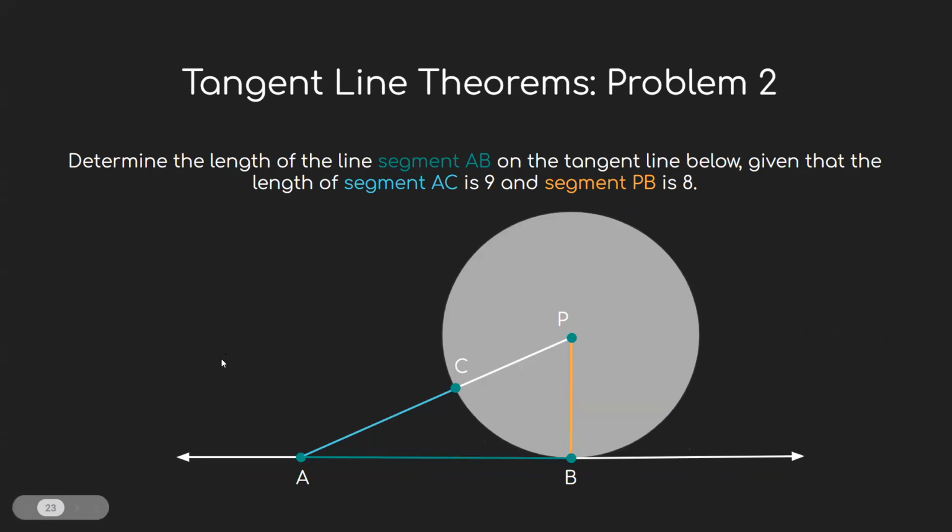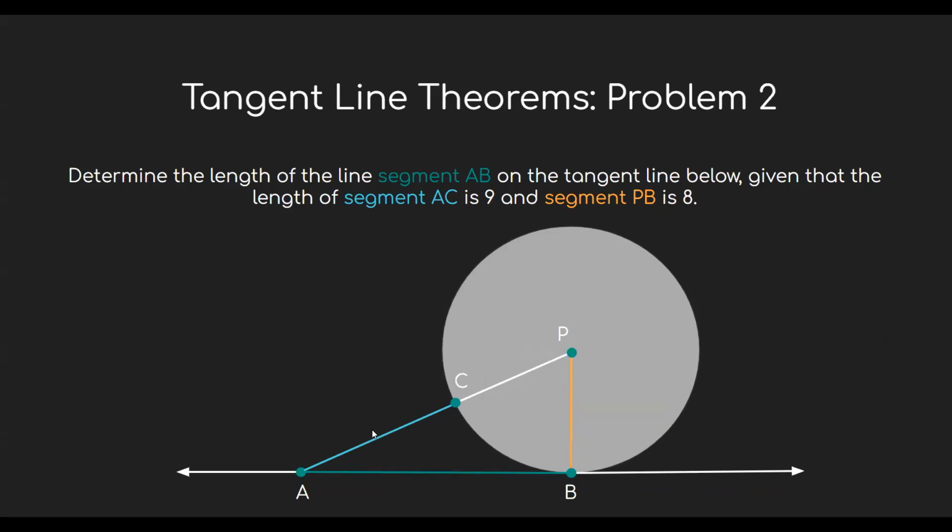So we have tangent line theorems, problem 2. Here we're given that this segment AC right here is 9. Here, let me write that down, make it easier for us. And segment PB is 8. So I'll write that down too. So I have to determine the length of the line segment AB, right? So here to here. I'm trying to find this, so I'll give that X. So with this information, I can actually find the length of this tangent line.